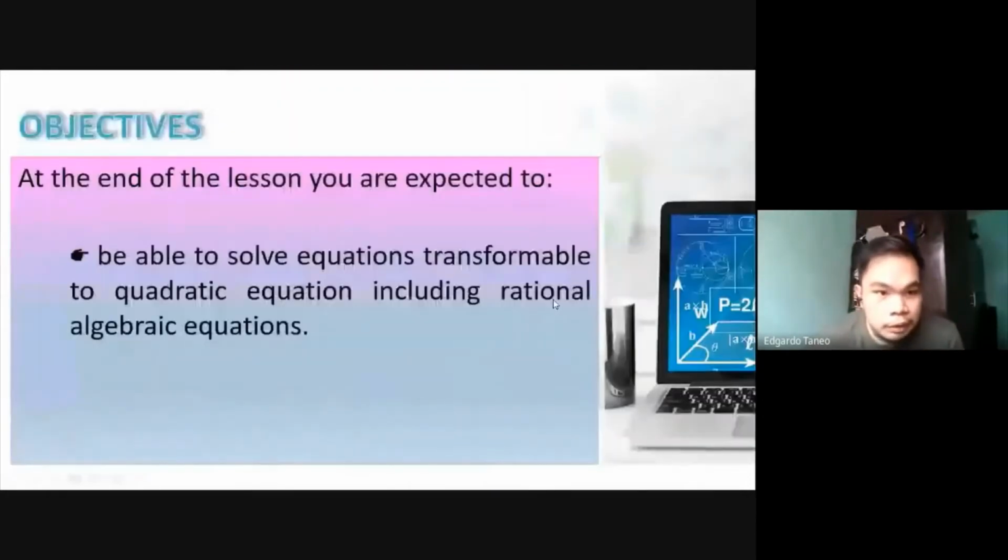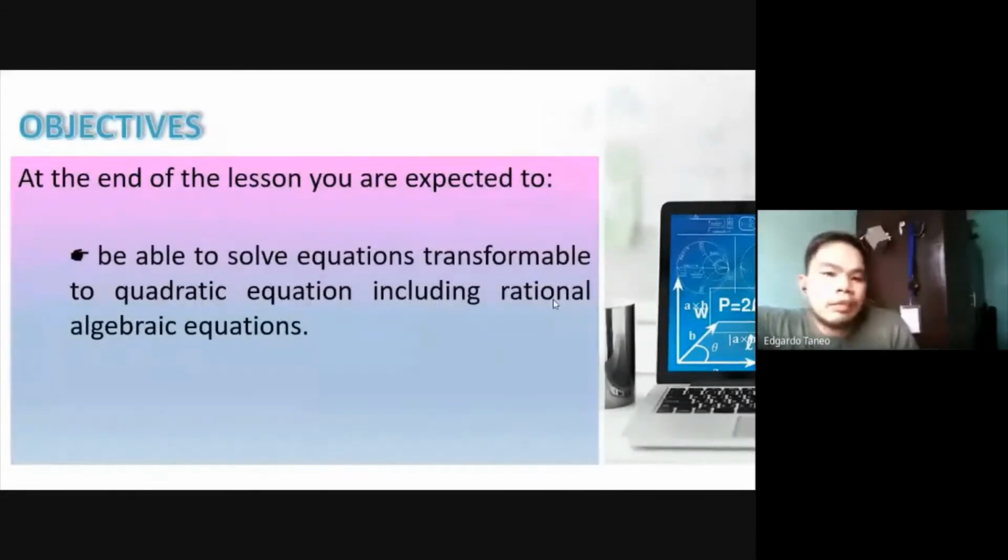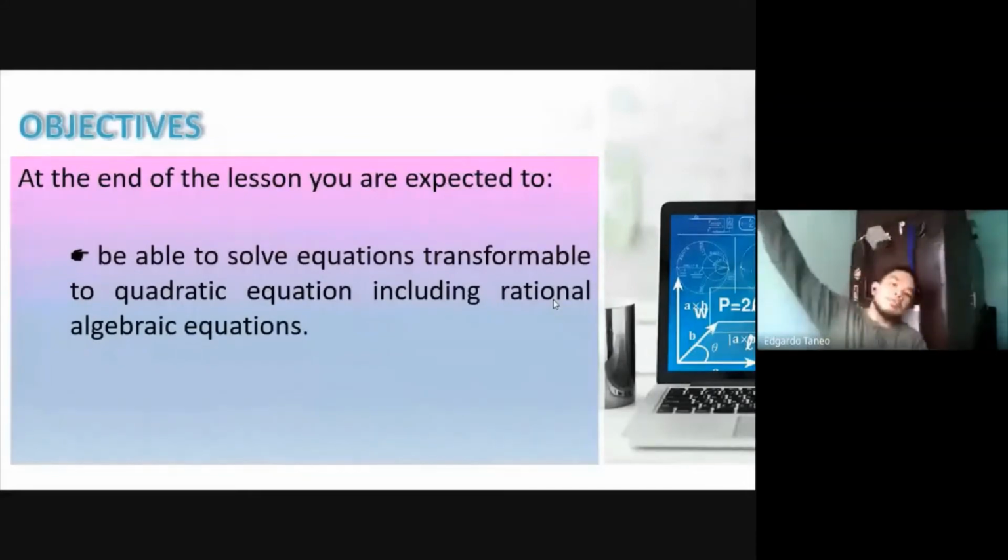So now let's proceed to our objectives. At the end of the lesson, you are expected to be able to solve equations transformable to quadratic equation, including rational algebraic equation. For this time, we're just going to focus on the rational algebraic equation.